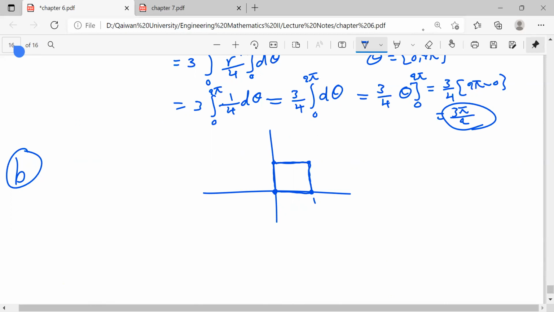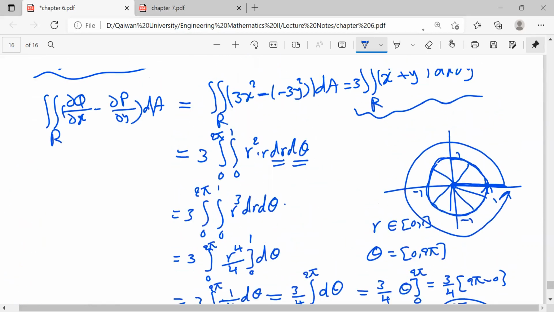This is 1, 0. This is 1. This is 1. Okay, and this is 0. So this is the x coordinate, and that's the y coordinate. So x is from 0 to 1, and y is from 0 to 1. That means these are the lower and upper limits for the integration.